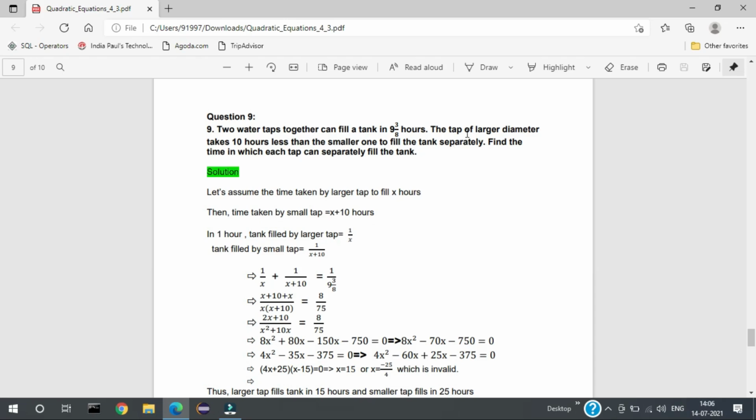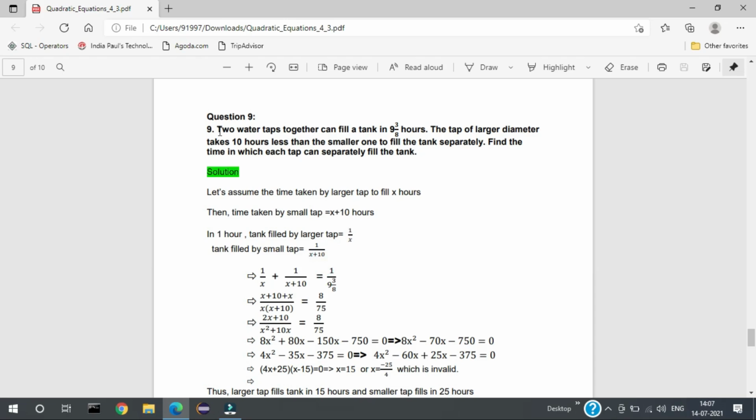It is given the tap of larger diameter takes 10 hours less than the smaller one to fill the tank separately. Hence we have taken the time taken by the larger tap to fill as x hours, then time taken by the small tap equals x plus 10 hours. In 1 hour, tank filled by the larger tap equals 1 by x. Tank filled by the smaller tap equals 1 by x plus 10.